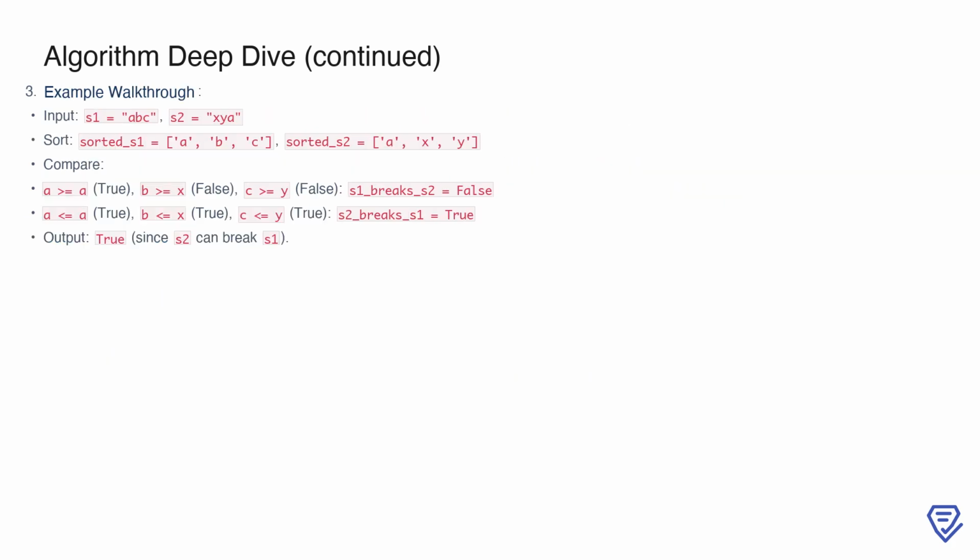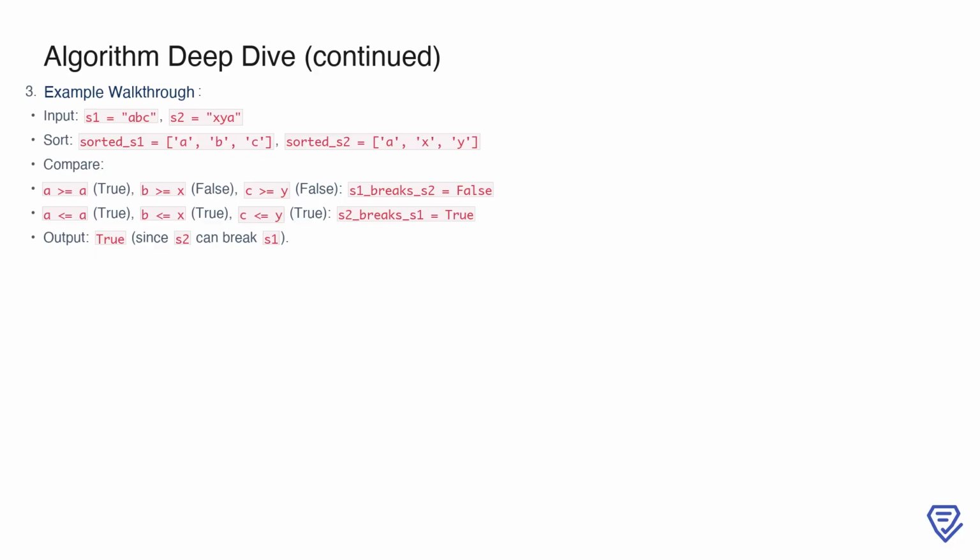Let's walk through an example to see the algorithm in action. Suppose the input strings are S1 equals ABC and S2 equals AXY. First, we sort both strings, resulting in sorted_S1 equals A, B, C, and sorted_S2 equals A, X, Y. Now, we compare corresponding characters. Starting with A and A, we see that A equals A, so S1_breaks_S2 remains true. Moving to B and X, we find that B is less than X, so we set S1_breaks_S2 equals false. Finally, comparing C and Y, we see that C is less than Y, confirming that S1 cannot break S2.